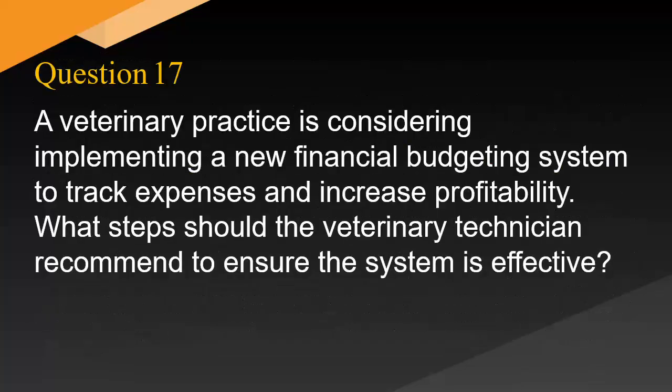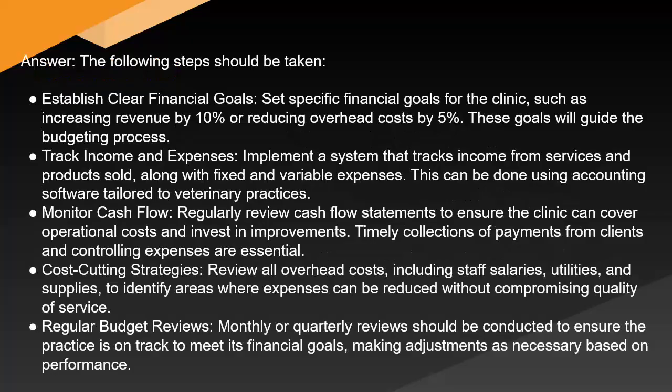A veterinary practice is considering implementing a new financial budgeting system to track expenses and increase profitability. What steps should the veterinary technician recommend to ensure the system is effective? Answer: The following steps should be taken. Establish clear financial goals: set specific financial goals for the clinic, such as increasing revenue by 10% or reducing overhead costs by 5%. These goals will guide the budgeting process.